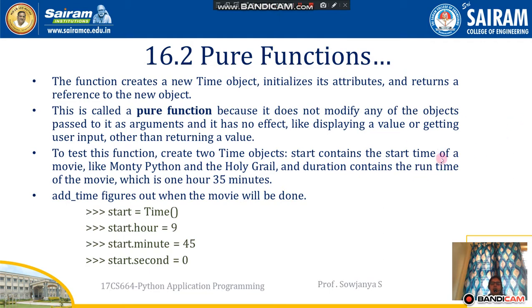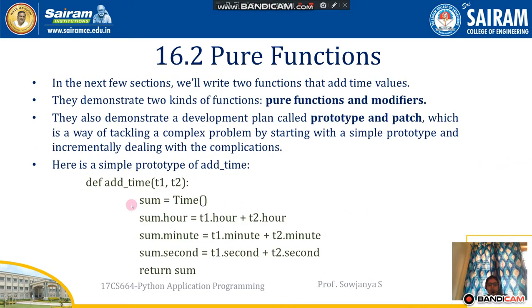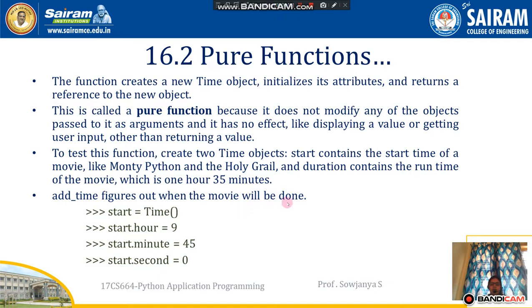How can we test this function, how can you verify it? We have to create two time objects. Start contains the start time. For example, when you are watching a movie, say Monty Python and the Holy Grail, the duration contains the runtime of the movie, which is 1 hour 35 minutes. When you add these, what is the total duration? Say we have this add time, which figures out when the movie will be done.